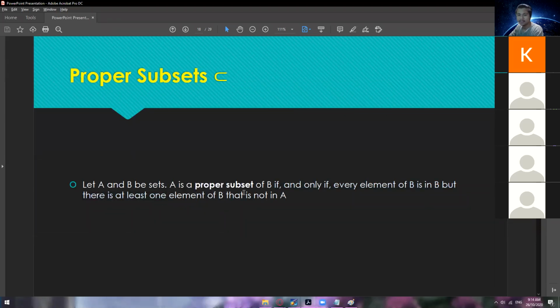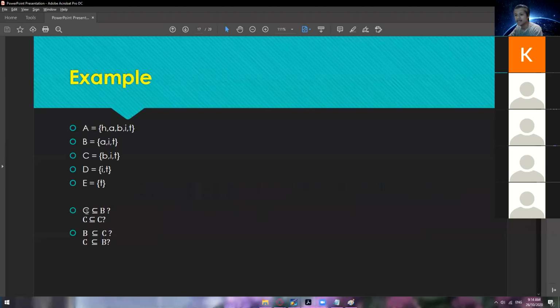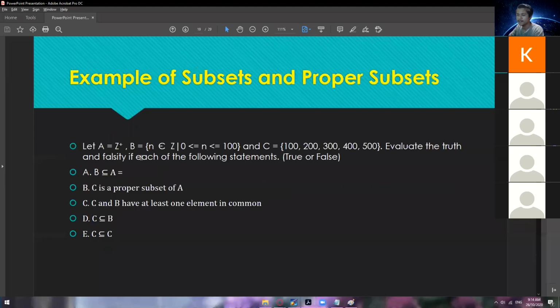Okay? So ano ibig sabihin nun? Dapat itong element na nasa left side is meron pa rin sa right side. Kaso nga lang, dapat merong isang element dito sa set na nasa right side na wala sa nasa left side. So, ibig sabihin, hindi pwedeng maging kaparehas yung nasa right side sa left side. Okay? So, there should be at least 1, 2, or 3, or 4, and above as long as merong isa. Okay? So para mas maintindihan nyo to, we have here an example.